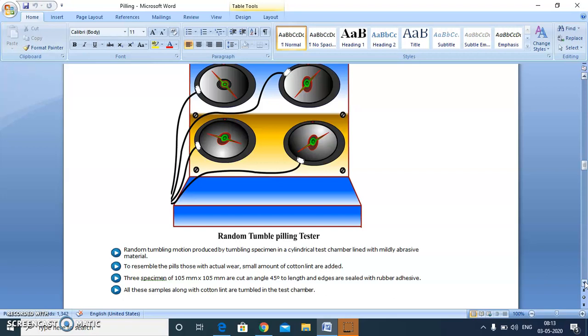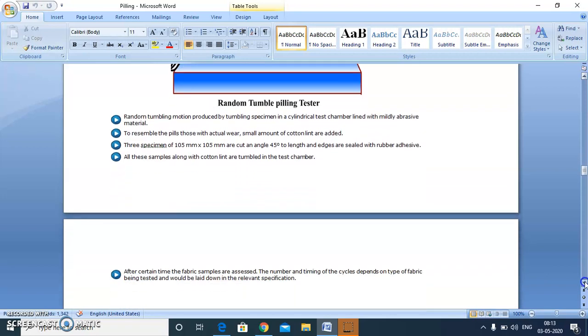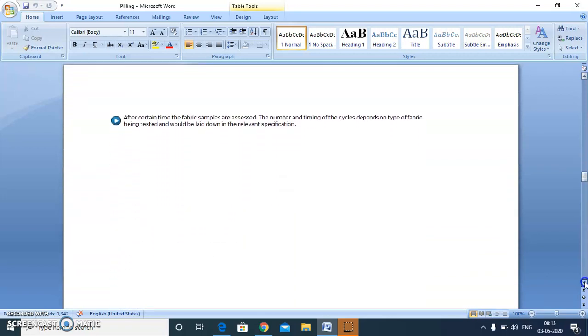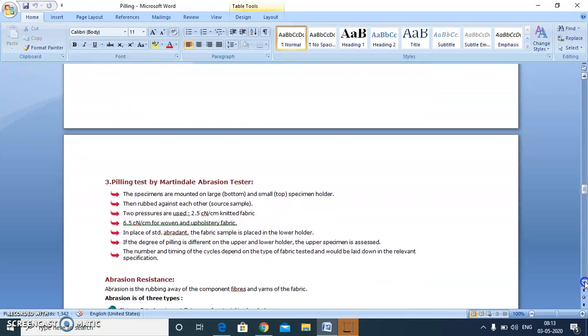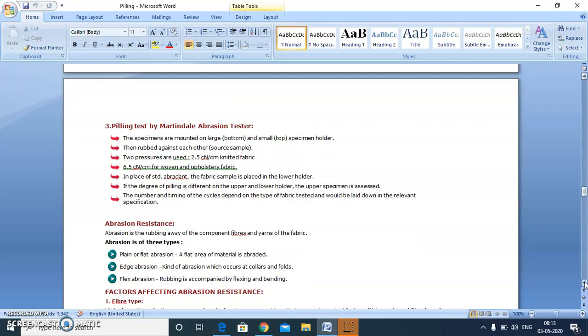We put the sample with some cotton lint inside the cylindrical chambers lined with abrasive material, and we give it a particular number of cycles, or for particular amount of time we put it there, and then we take out the sample and grade it objectively. Now the third test is by Martindale abrasion tester. We'll study the Martindale abrasion tester afterwards.